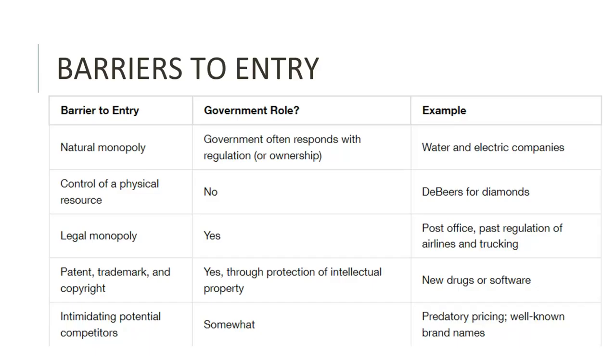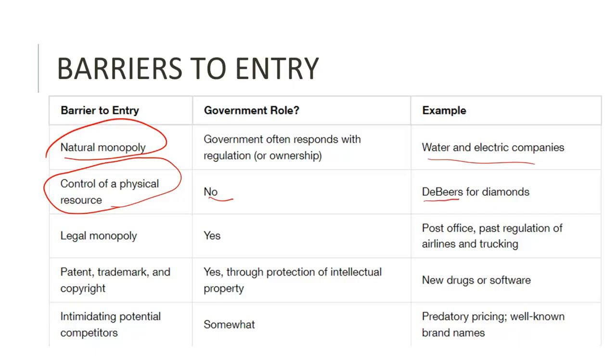We assume that there are significant barriers to entry. So, monopoly and perfect competition, there has to be something restricting people from joining. So, a natural monopoly, the government may do nothing or they may respond by regulating the market or owning the market. So, example would be water and electric companies. It may be because somebody owns or controls a physical resource. The government may or may not do anything. Sometimes they'll say something, but often it's like, well, somebody owns that resource. We're not going to do anything. An example would be De Beers. They own like most of the diamonds in the world.